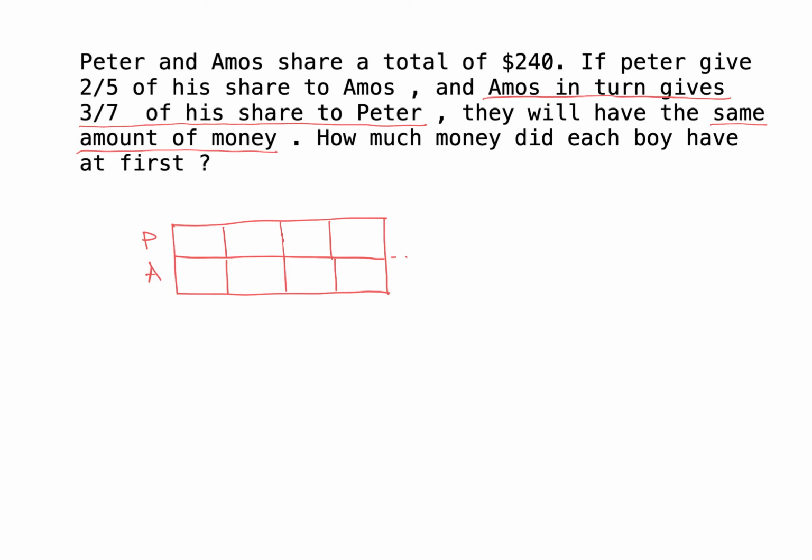here. So this 3/7 actually belongs to Amos. Okay, so we're going to take it back from Peter and put it here, represented by the dotted lines. Take back this 3/7 and give it back to Amos. So at this juncture, you would notice that Peter, if he gave back that portion, is left with 1 box. Amos would be left with these 7 boxes, right? Okay, so you bear that in mind.